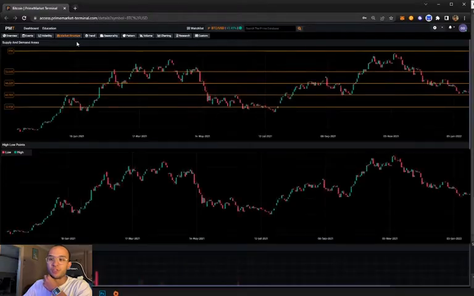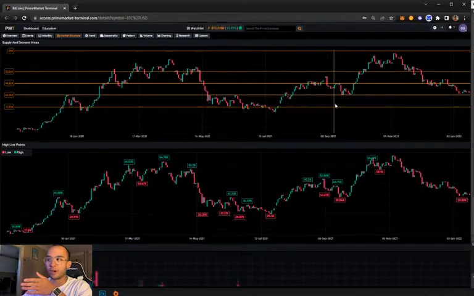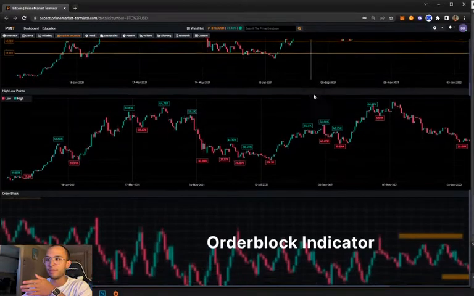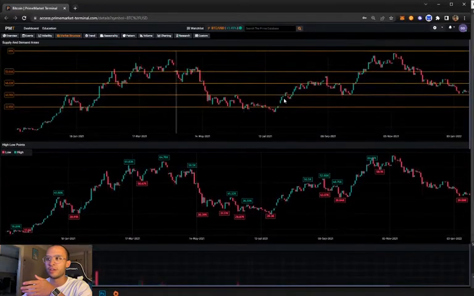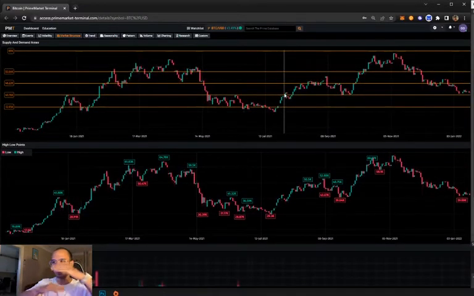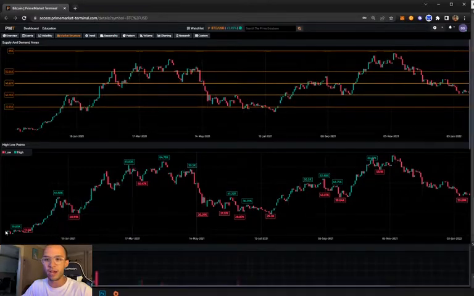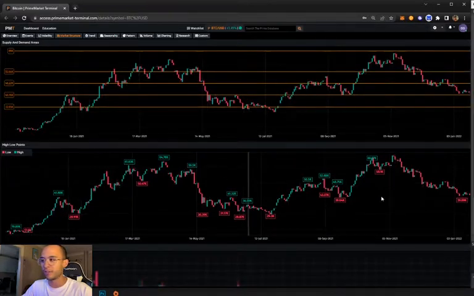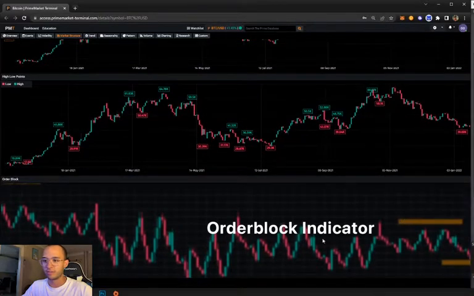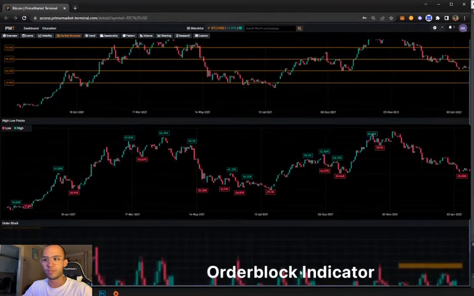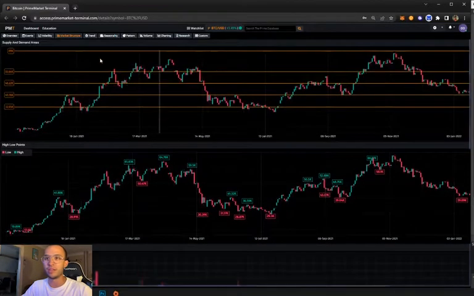So, market structure. Supply and demand areas already marked out for us. That's interesting. I just don't like how I can't scroll through this though. It'd be nice if I could shrink it and manipulate the charts a little bit and have a look. I guess these are all the high and low points marked out here. Order block indicator. That one doesn't seem to show anything. Maybe that's just the title for that, or maybe I don't know if there's something supposed to be there.